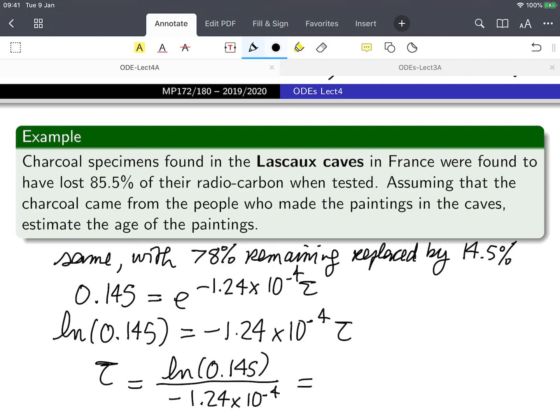How many years do you get for that? 15.6 or so thousand years. Yeah. Older.